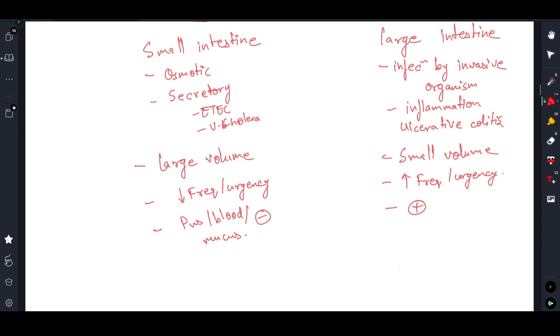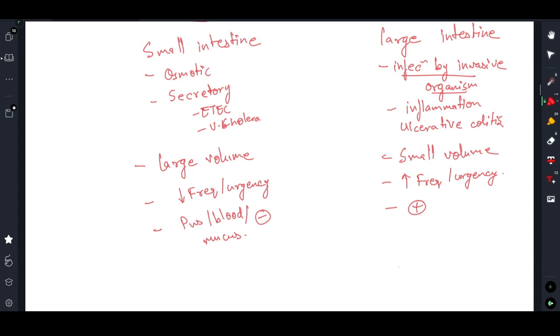Whereas in large intestinal diarrhea, we have seen that the infection is due to an invasive organism, due to which structural damage will be seen, or it can be due to inflammation. If it is due to inflammation, you will find that pus is present within the stool. If it is due to an invasive organism, you will find that blood or mucus is present within the stool, right? So pus, blood and mucus are present in large intestinal diarrhea, whereas these are absent in small intestinal diarrhea, right? Now coming to another thing, tenesmus and dyschezia. Now what is tenesmus?